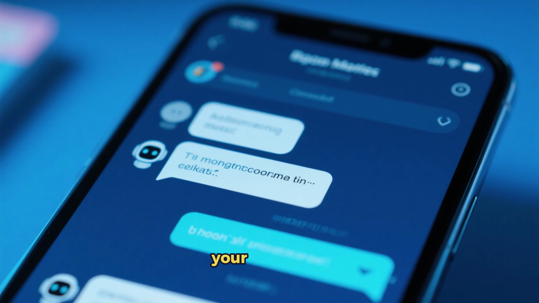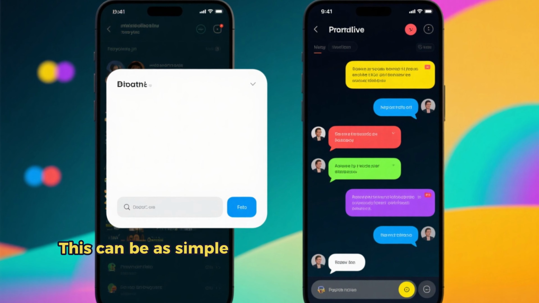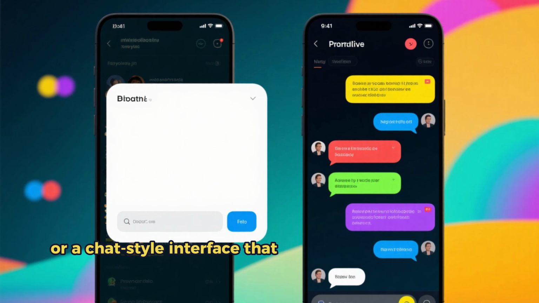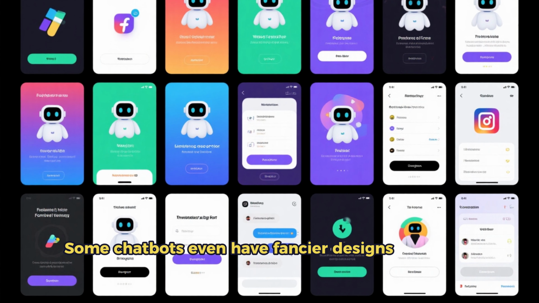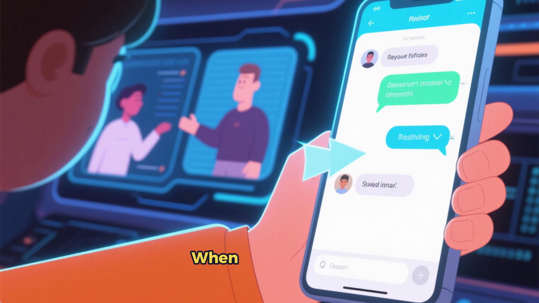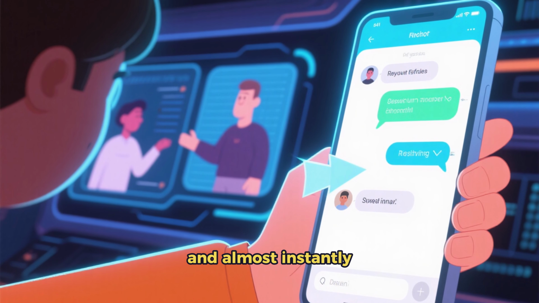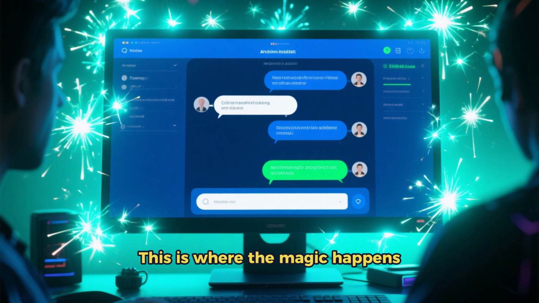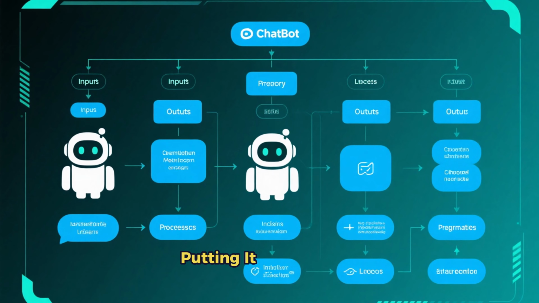Now comes the part your users will actually see, the chat window. This can be as simple as a box where they type their question, or a chat-style interface that looks like messaging with a friend. Some chatbots even have fancier designs based on where they'll be used. When they hit send, the message travels through to the AI, and almost instantly, the reply appears in the chat. This is where the magic happens. Users get to feel like they're talking to a real assistant.